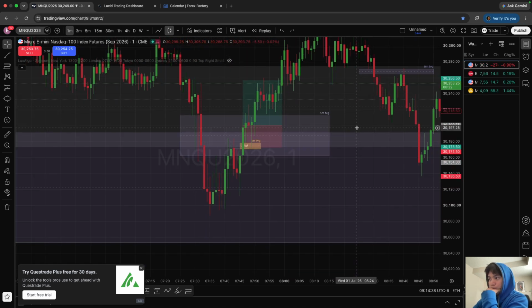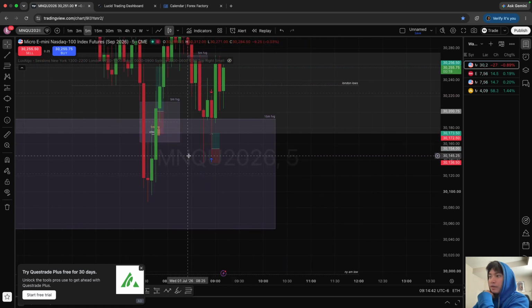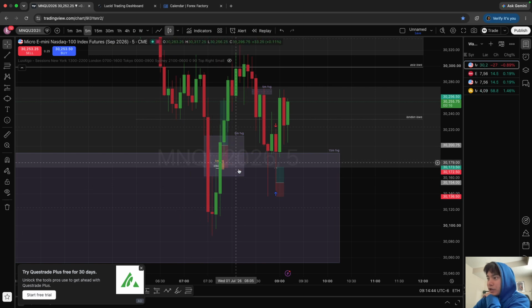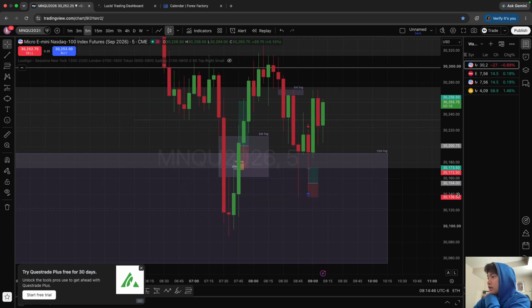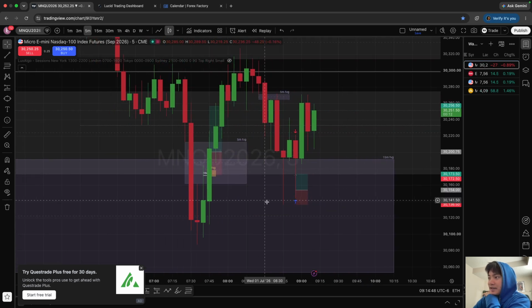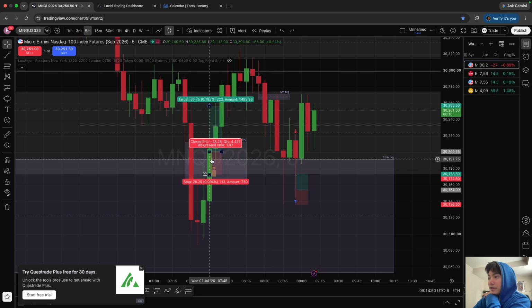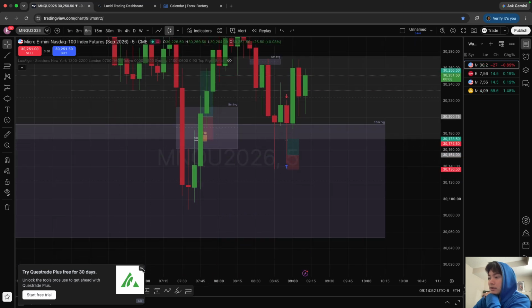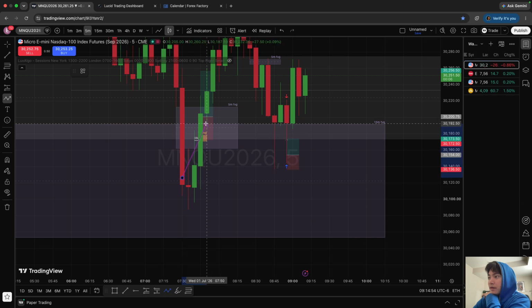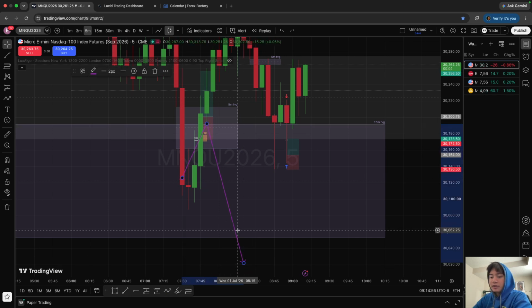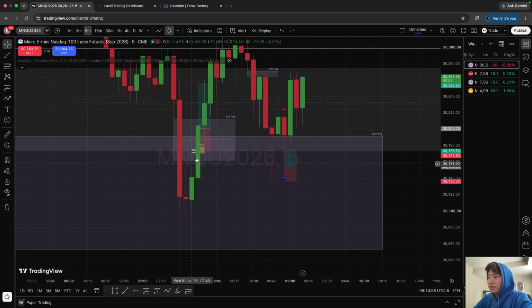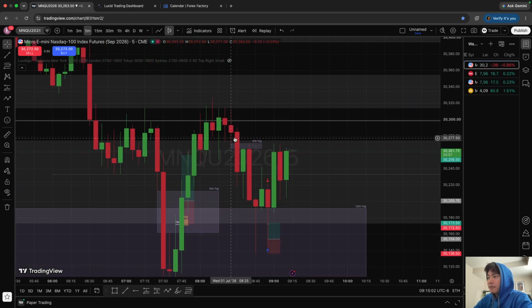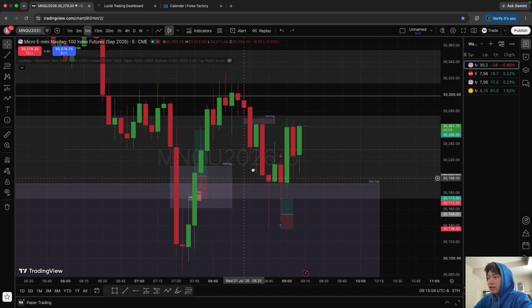And after a few minutes, we formed a 5-minute bearish gap. So this is another condition that I set. If we respect this 5-minute bearish gap, then most likely we're gonna continue down. But if we disrespect it, then we're gonna aim for that 1 hour gap, which is exactly what happened.